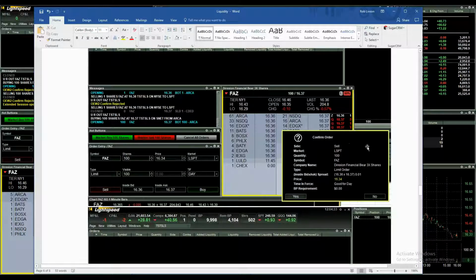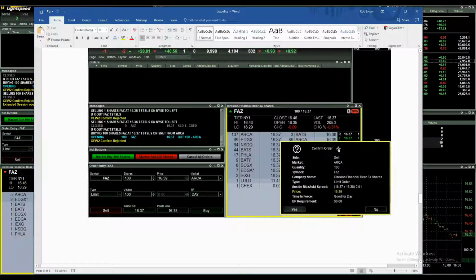Just type it right in there, guys. So selling, the bid is 36. I'm selling below the bid at 1634. So it's going to be an aggressive order that's going to be taking liquidity. That's right. So anything that's selling to the bid or lower is going to be taking liquidity. That's going to immediately execute since I'm willing to sell below the best bid at that point.